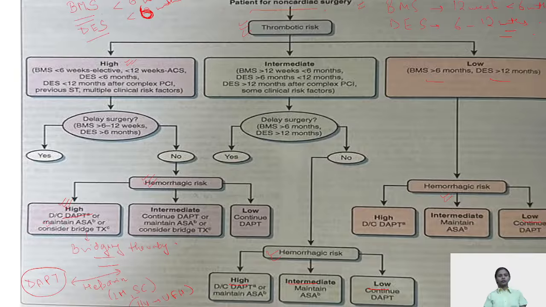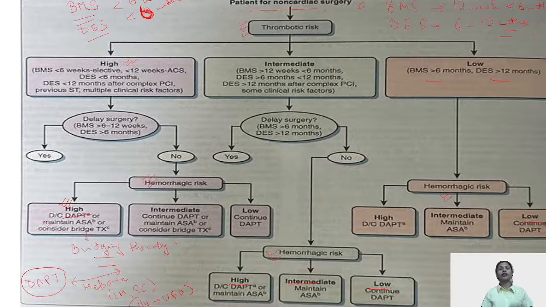In a nutshell, if the question states that a patient has undergone coronary angioplasty, wait for a minimum of 14 days. A bare metal stent, wait for a minimum of 30 days. A drug eluting stent, wait for a minimum of 1 year. But in case such a case is being posted, then what to do? Then we have to judge the thrombotic risk versus the hemorrhagic risk.